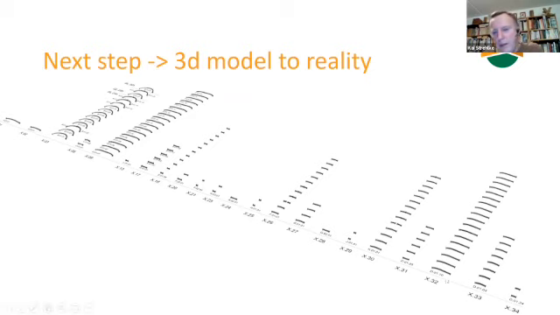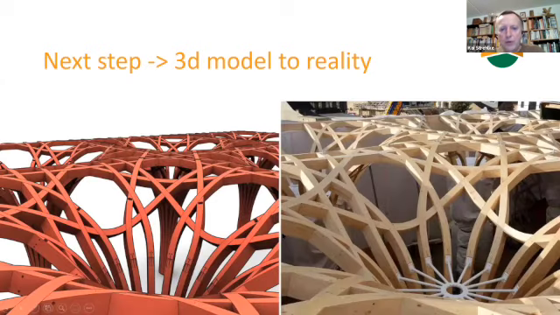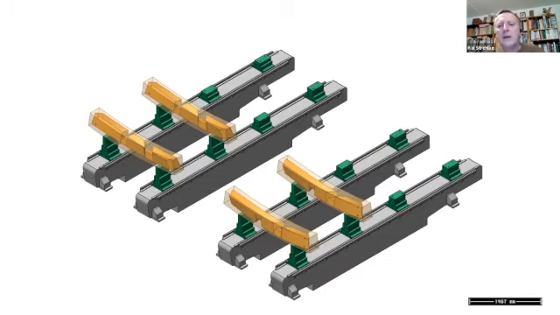Here we have the 23 blanks on the x-axis, and on the y-axis you have all the different types of beams which we needed to produce for the project. So now is the moment: how do we get from the virtual to the reality?